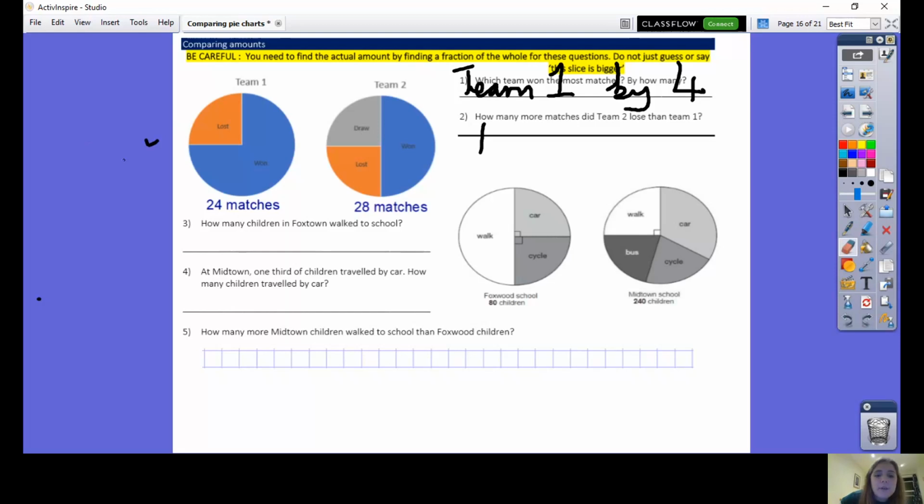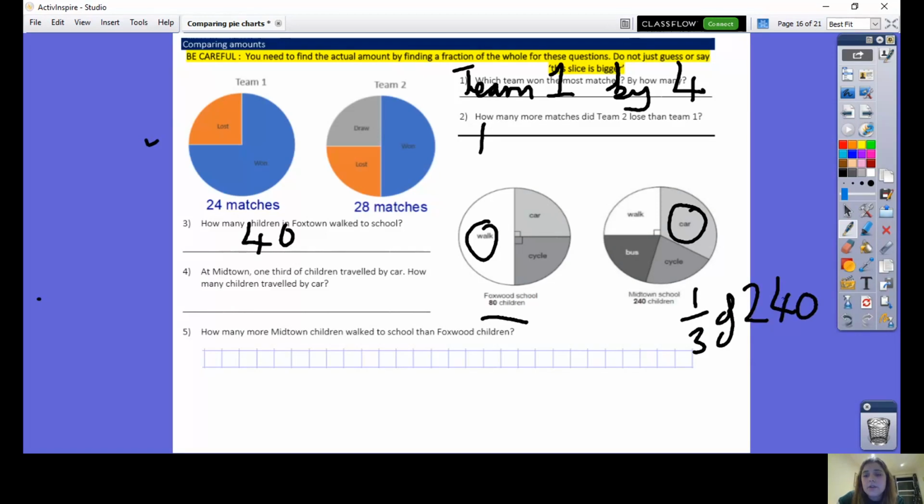How many children in Foxton walk to school? Walking here in Foxton, out of 80 children, 1/2 of 80 is 40. At Midtown, 1/3 of the children travelled by car. How many children travelled by car? I'm looking for 1/3 of 240. 240 divided by 3. I'm going to use the bus stop method if I'm not 100% confident. Or I can use my known facts and know that 3 times 8 is 24, so 3 times 80 is 240.